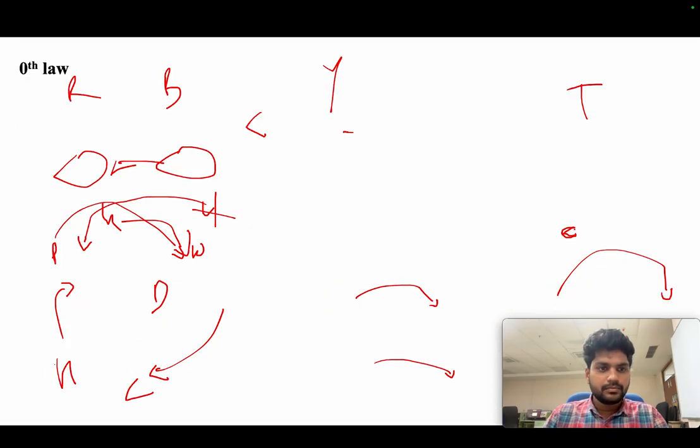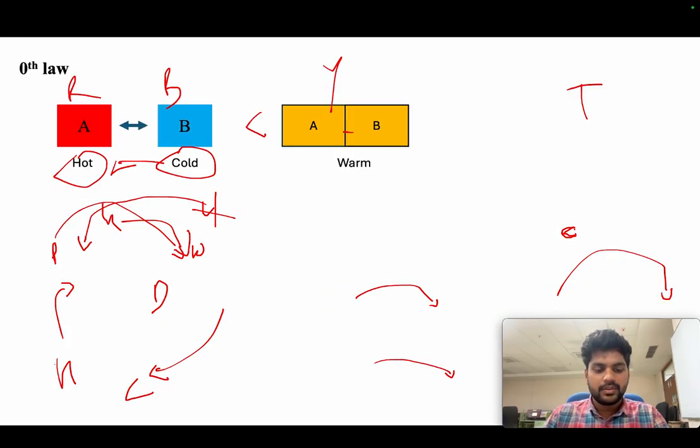The zeroth law deals with temperature. Suppose you have two different places, and you are the third person who needs to measure the temperature of the two places with a thermometer.